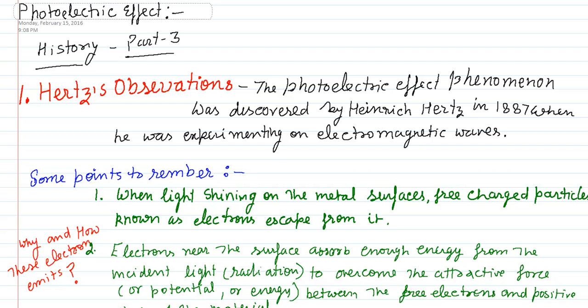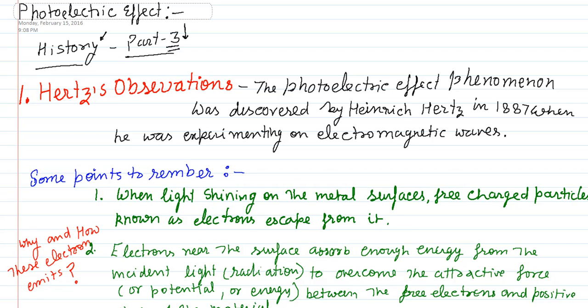This is part 3 of the photoelectric effect, and in this section I will discuss the history. In the first section we discussed the basic definition of electron emission and the work function. Then we defined the basic terminology and the definition of the electron volt.